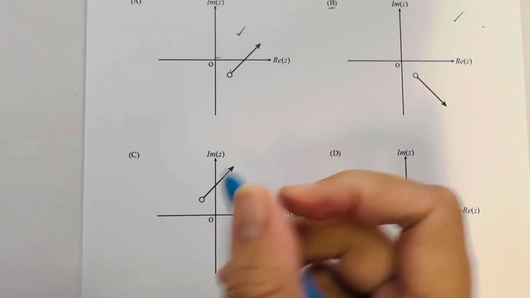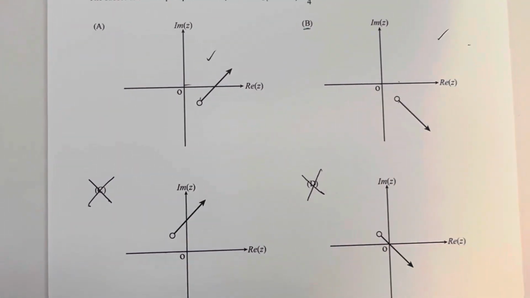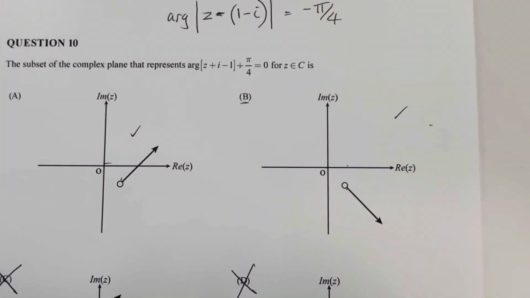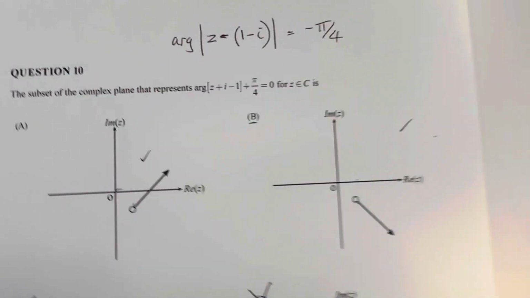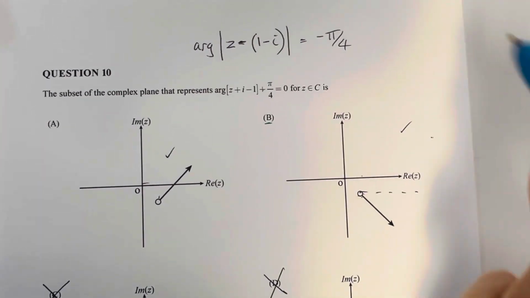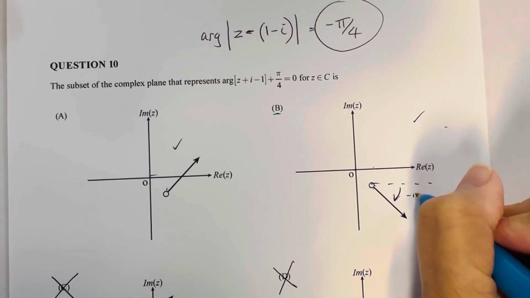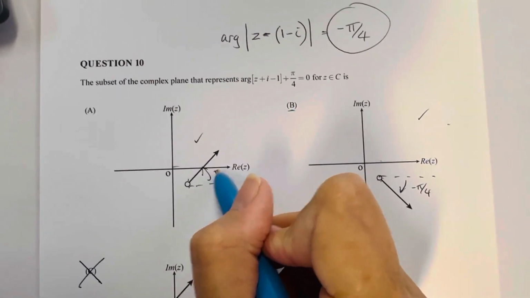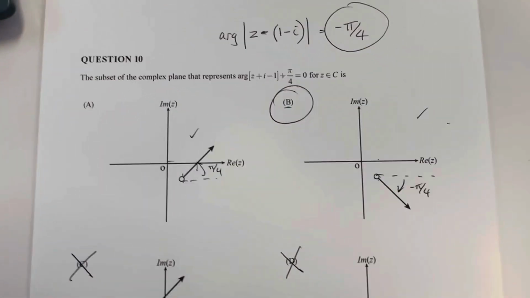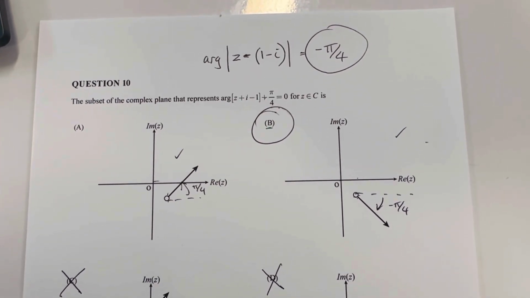C is negative 1, positive i, so that's not going to be right. And D is the same. So our choices are between A and B. From that particular point, we want an angle of negative pi on 4. So this is going in the correct direction. The other one from that point would be going on positive pi on 4. So B is our answer for that one. So that's questions 1 to 10 of the Tech Free 2020 paper.